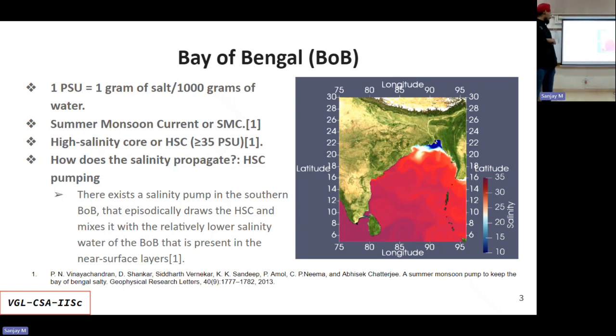And we have an existing theory which says that starting from this point, which we call the high salinity core, where PSU is greater than or equal to 35, the high salinity water gets pumped into the Bay of Bengal in the form of cycles over time. And we wanted to show computationally how that salinity starting from the high salinity core gets distributed throughout the bay.